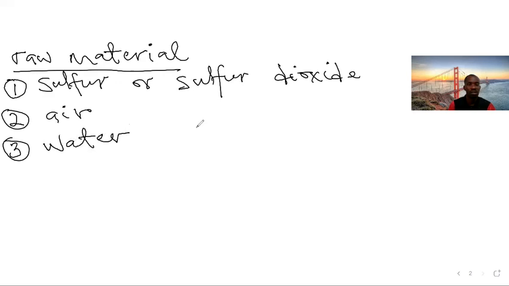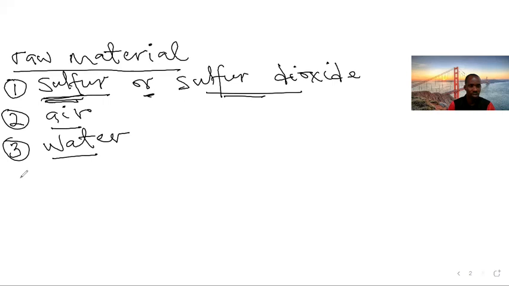So your IGCSE might ask you to list 2 raw materials for the contact process. Please, you will need to tell us sulfur and air, or you could choose sulfur and water. Never say sulfur and sulfur dioxide. You've said one thing. I just said or, not and. So please don't get it twisted. It's either you have sulfur or you start with sulfur dioxide.